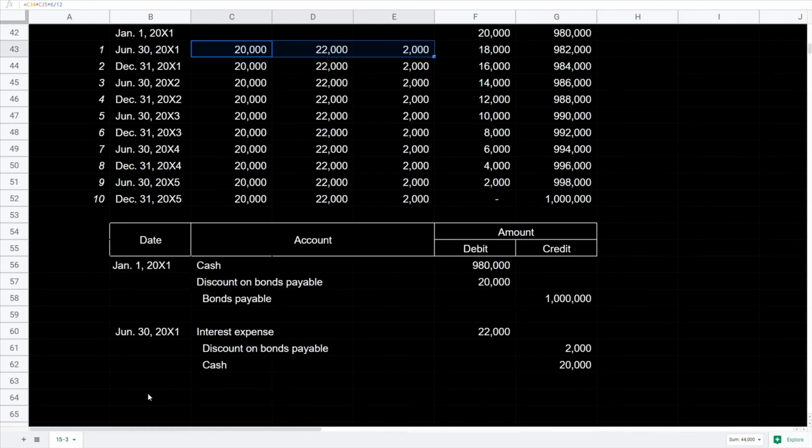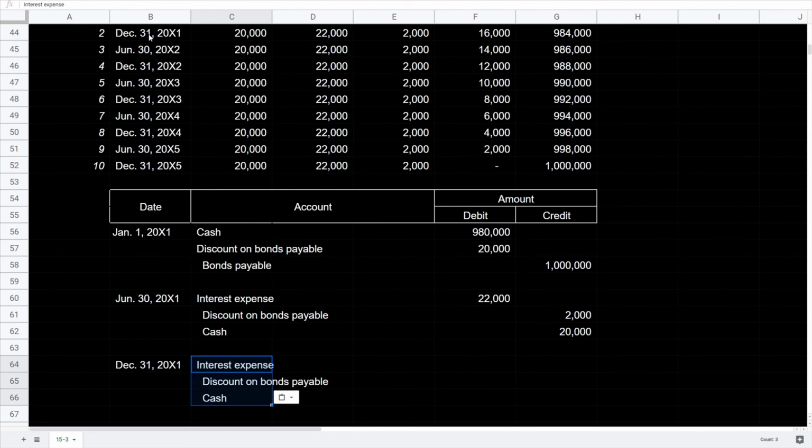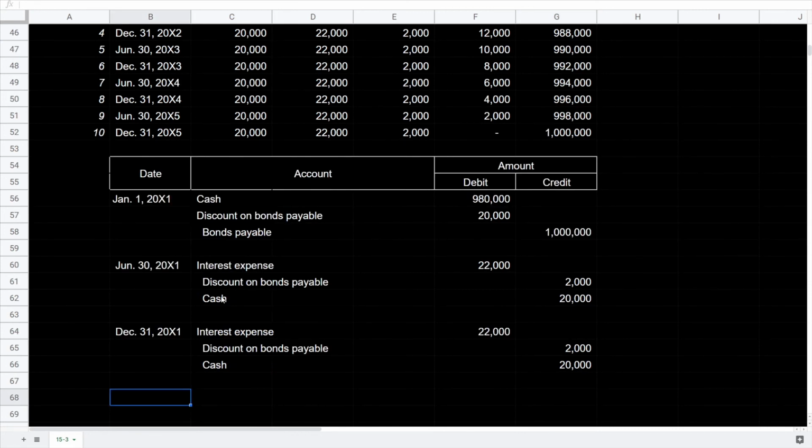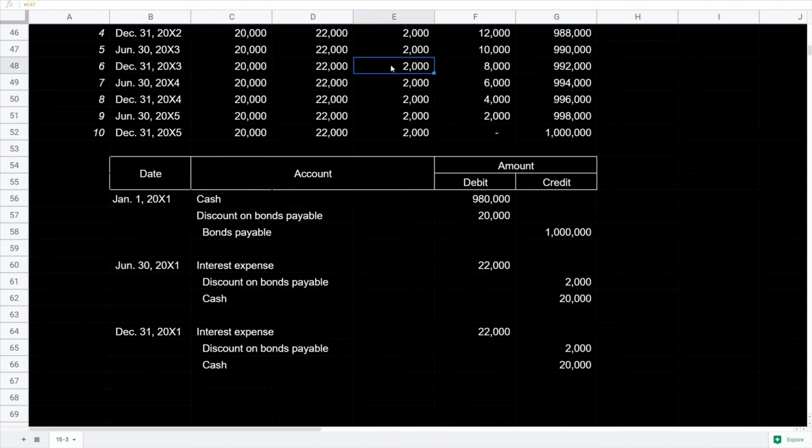And I'll do the same for the next transaction. On December 31st, 20X1, the transaction is going to look the same. I'll have the same accounts and the same amounts, but I would take them from here. So interest expense was there. The discount on bonds payable is $2,000, and the cash paid is $20,000. The question asks you to do this all the way to the end of 20X3, right there. But the journal entry is actually going to be the same. You'll just be taking the numbers from a different portion in the table, but effectively it doesn't matter.